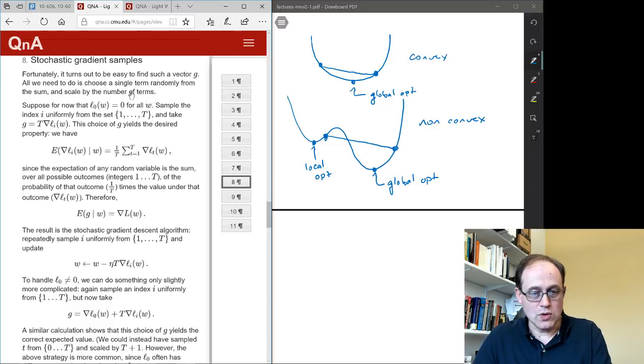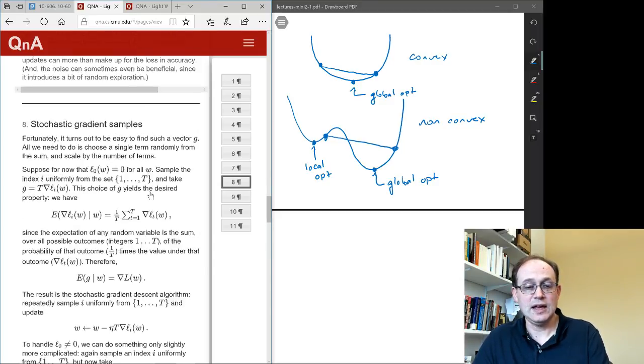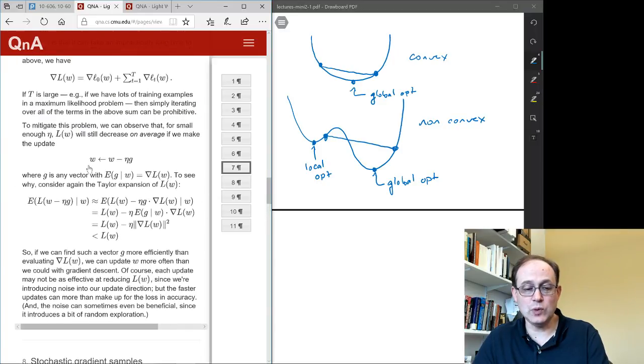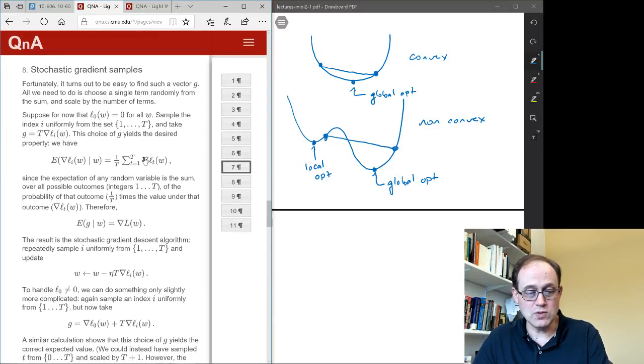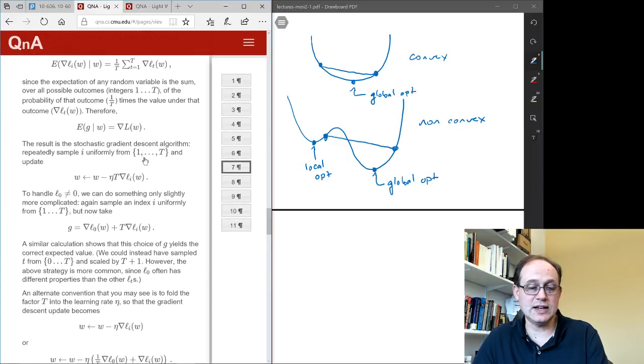All right, so let's put it all together now. We've got a vector g, which is equal to t times the gradient of a random term, and the expected value of that vector g is the gradient of our entire loss function. And so in stochastic gradient descent, we're updating W to be W minus eta G, where G is a sample, right? G is this noisy estimate. And so that's the stochastic gradient descent algorithm.